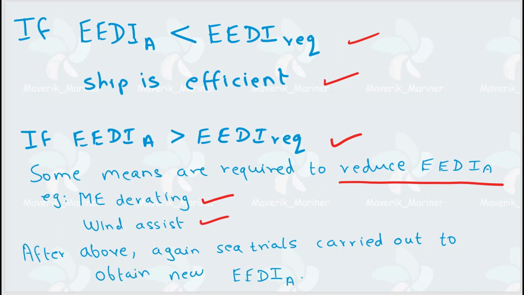Once the above is done, you have to conduct sea trials again to obtain a new EEDI-A. Once you obtain a new EEDI-A and it satisfies the criteria, that is EEDI-A is less than EEDI required, then your ship has complied with EEDI requirements.